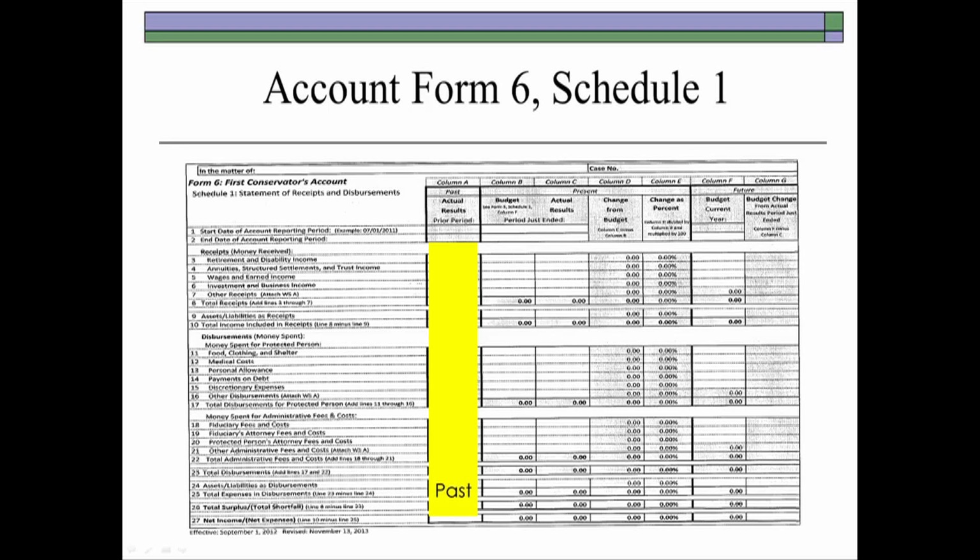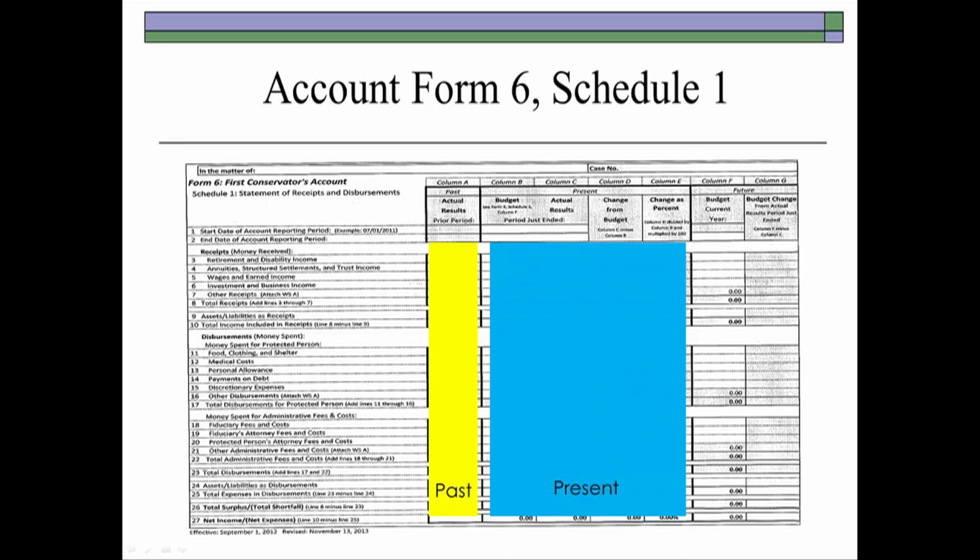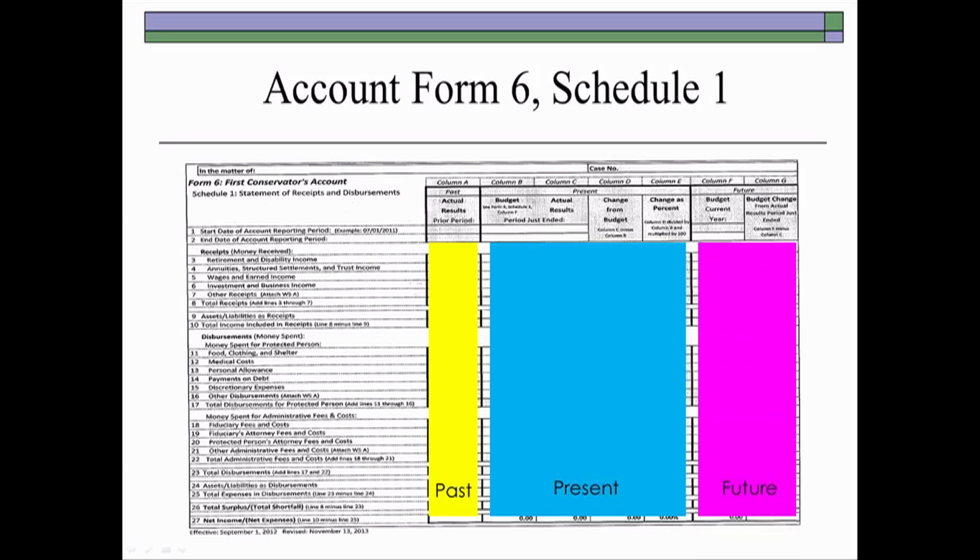Columns B through E represent the present activity. Column B is your current budget, and Column C is your actual expense and money received during the account period. Column F and Column G are for the future. This is where you're going to include your next year budget for the benefit of that protected person.